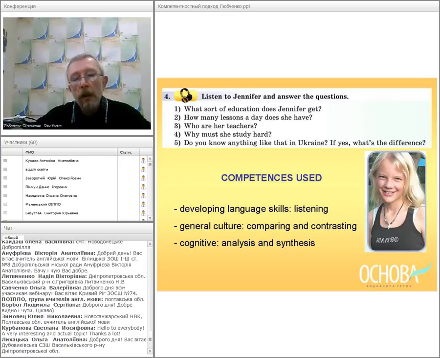What is it? Is it better? Is it worse? How do they get assessed by their teachers? And all that, they will have to listen for specific information by looking at the questions. And again, general culture, comparing, contrasting, analysis. Finally, they will have to come up with their ideas about if the systems of education provided in the lesson are useful for Ukraine.